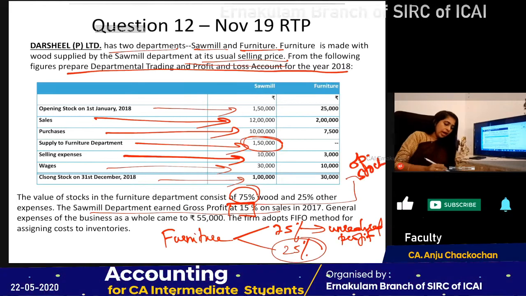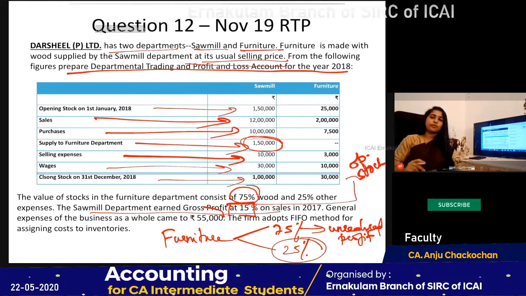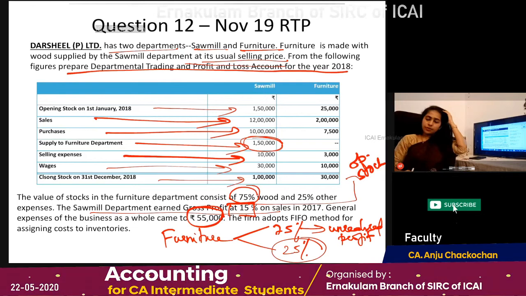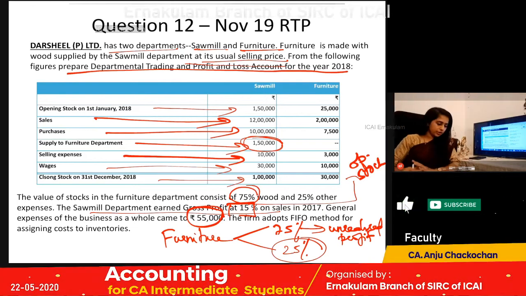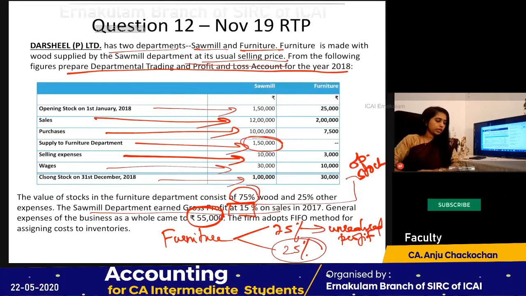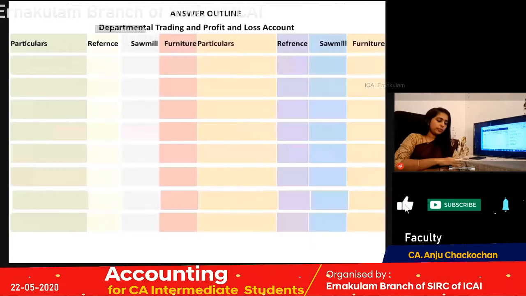Now we also have a general expense of 55,000. The firm adopts the FIFO method. All right, let's see for that. So this is the gist of the question. Now we have the answer outlined here. We have the departmental trading account, with the particulars, reference, and the department's amount.